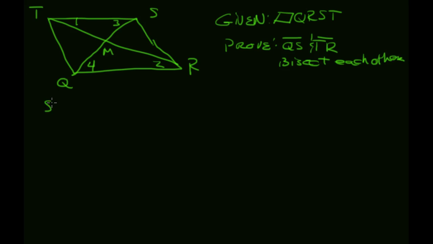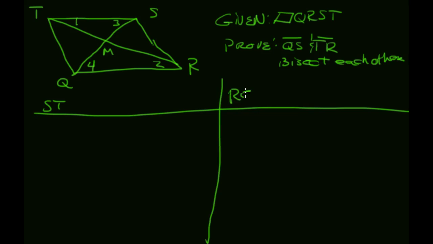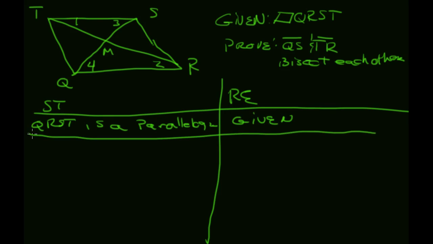All right, so we're going to again need statements and reasons. And right off the bat, we get that QRST is a parallelogram, and I'm given that. All right, that's great. Since it is a parallelogram, we actually know that TS has to be parallel to QR. That's by the definition of a parallelogram.